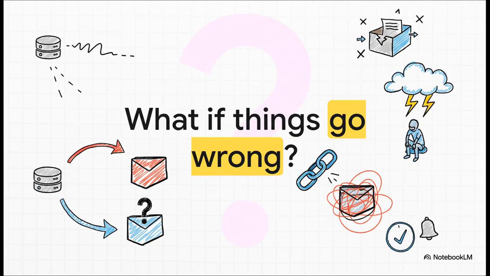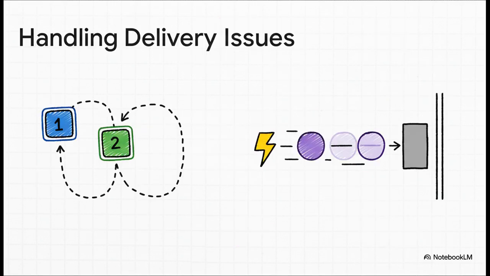All right, so security is handled, but what happens if things go wrong during delivery? I mean, networks aren't perfect. Can you trust that every message will arrive exactly when and how you expect it to? So this is really important to remember. Webhooks are reliable, but they don't give you ironclad guarantees.